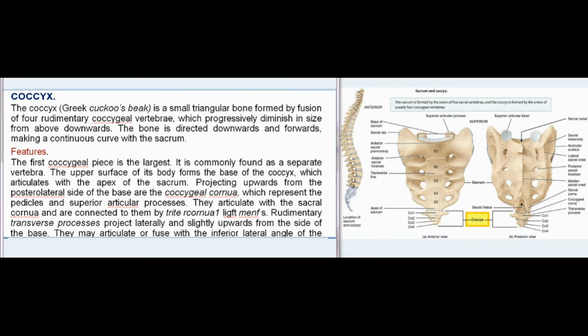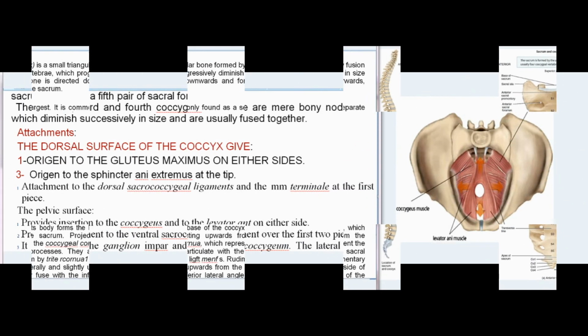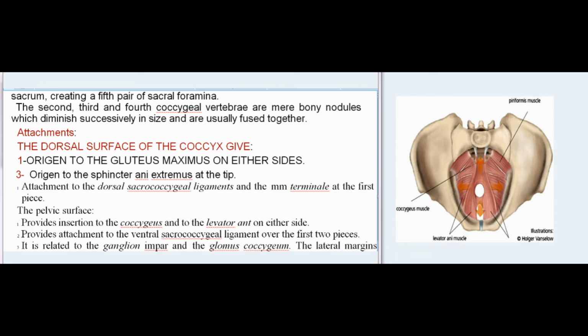The upper surface of its body forms the base of the coccyx, which articulates with the apex of the sacrum. Projecting upwards from the posterolateral side of the base are the coccygeal cornua, which represent the pedicles and superior articular processes. They articulate with the sacral cornua and are connected to them by intercornual ligaments. Its rudimentary transverse processes project laterally and slightly upwards from the side of the base. They may articulate or fuse with the inferior lateral angle of the sacrum, creating a 5th pair of sacral foramina.